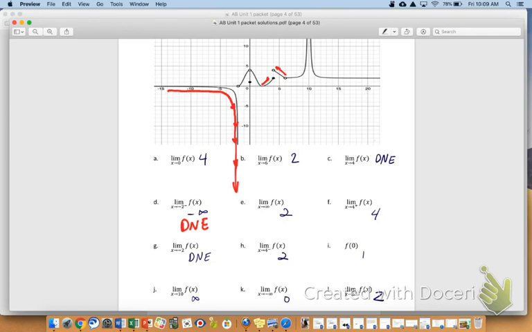So then why is A 4? Because the pattern of behavior from the left and the right is the same. Oh, okay. So from the left, we're heading towards a y value of 4. From the right, we're heading towards a y value of 4. And so even though at that one single point the graph drops down, the pattern of behavior is the same. That makes sense. Yeah.